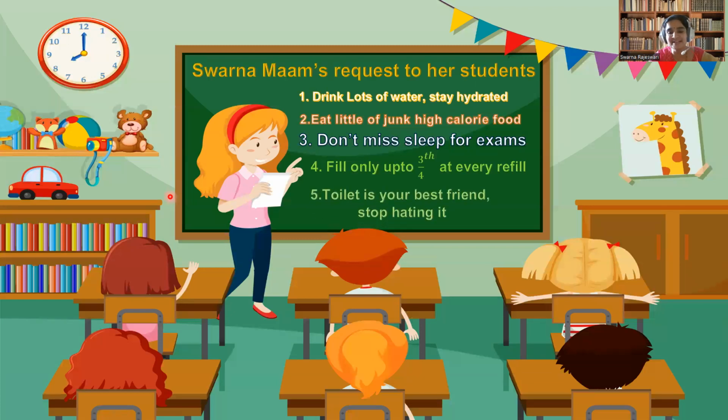And the main important thing is toilet is our best friend. Why am I saying this? We take the food, it is digested, absorbed and assimilated. But there is some food which is undigested, and this undigested food, we studied, is sent to the large intestine, and it comes out through the anus.